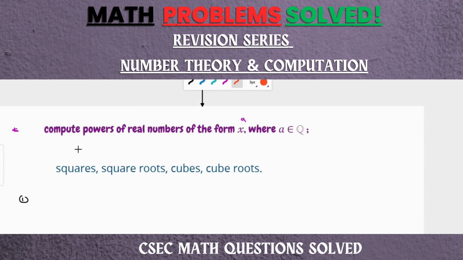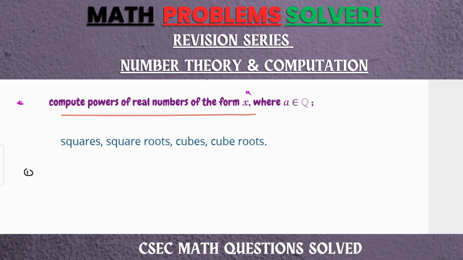Then we will see compute power of real numbers of the form x to the power of a, where a is any rational number. So we should know about the exponents, the power of a number. If we look at a simple number, for example, 2 to the power of 2, you should know what you mean by 2 to the power of 2. It means 2 times 2, right? And we know 2 times 2 is just 4.